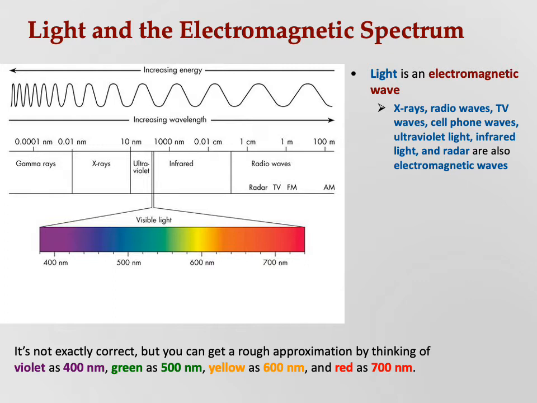Well, visible light is actually a very tiny segment of the electromagnetic spectrum. You can see there, just a tiny little bit that they've then expanded to show you where different colors live.